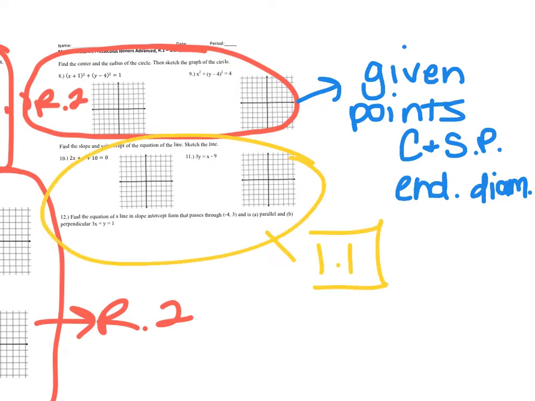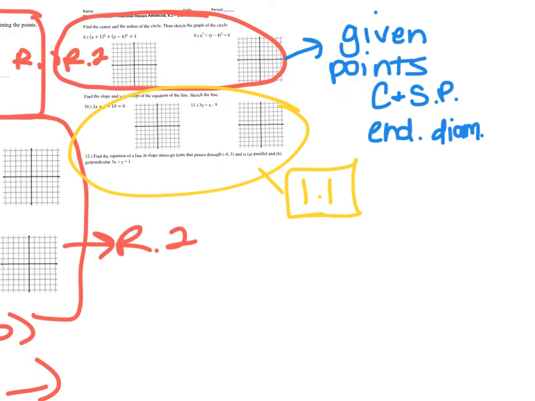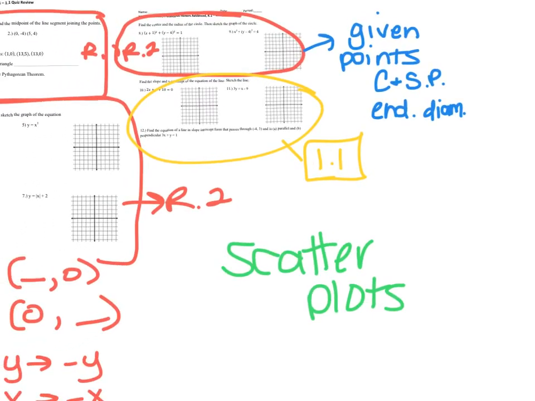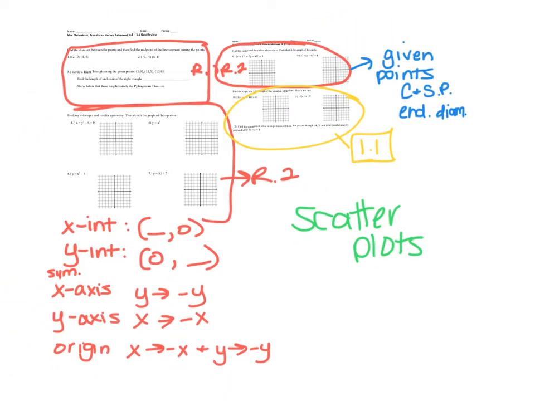And then all this stuff is 1.1, which is what we just covered on the warm-up today. The equations of the lines, parallel, perpendicular, slopes, all that stuff. The only other thing that's not on this review that is on your quiz is the scatter plots. Make sure you know how to make a scatter plot. Make sure you know how to make decisions or inferences based on a scatter plot. Questions on expectations for your quiz?